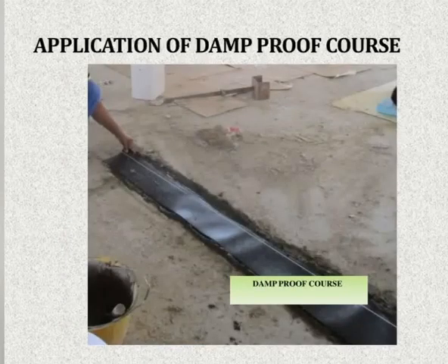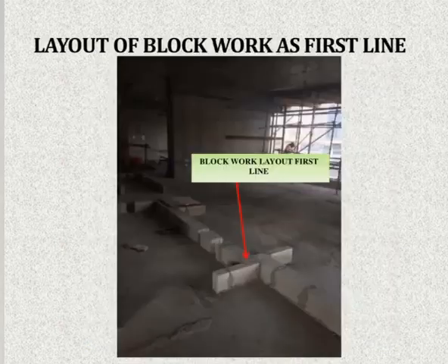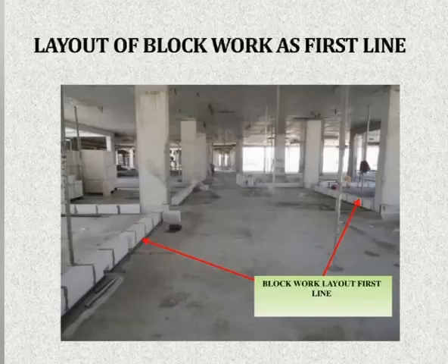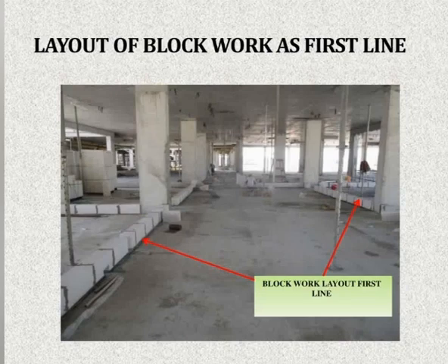So let's start with the block work. First of all, under the block work, we will apply a damp proof course under all the blocks to avoid dampness. Then we will start the block work layout. We will install one layer of block on the whole floor. Why do we fix one layer of block on the whole floor? Just to cross check that the dimensions are okay, the sizes are okay, and everything is fine as per the drawings. Then we can proceed to the next layers.